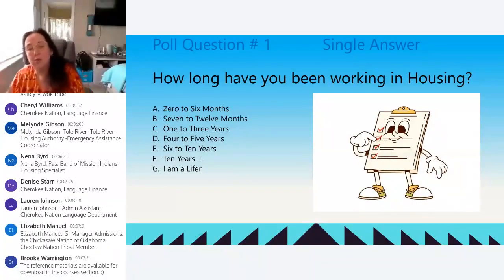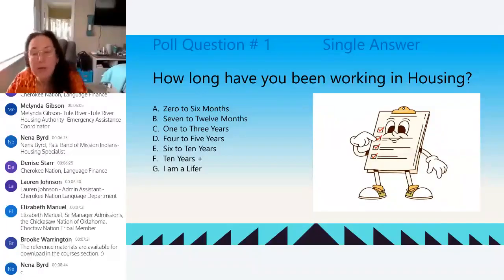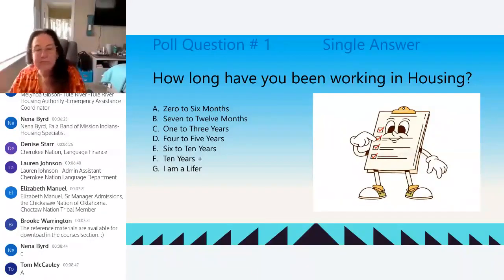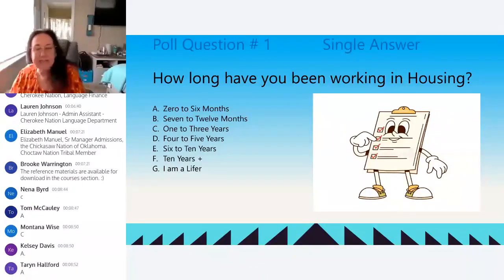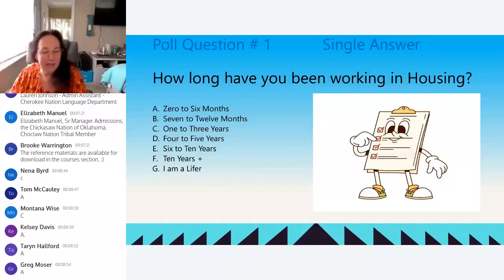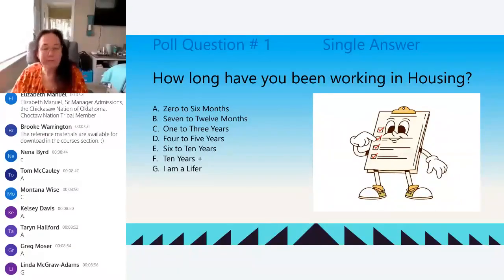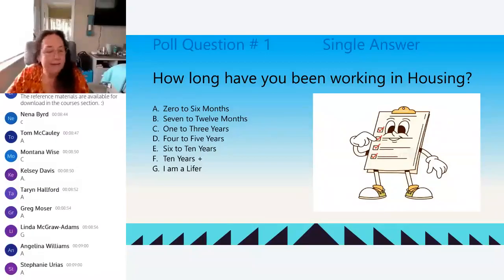So we're going to run some poll questions also, just for informational purposes. Brooke's going to be running them in the background. You're going to answer your poll questions in the chat. And I will keep going as you do those, okay? So how long have you been working in housing? I'd like to kind of judge my audience. 0 to 6 months, 7 to 12 months, 1 to 3 years, 4 to 5 years, 6 to 10 years, and I know I have at least one lifer in the room. Okay, there's my lifer.